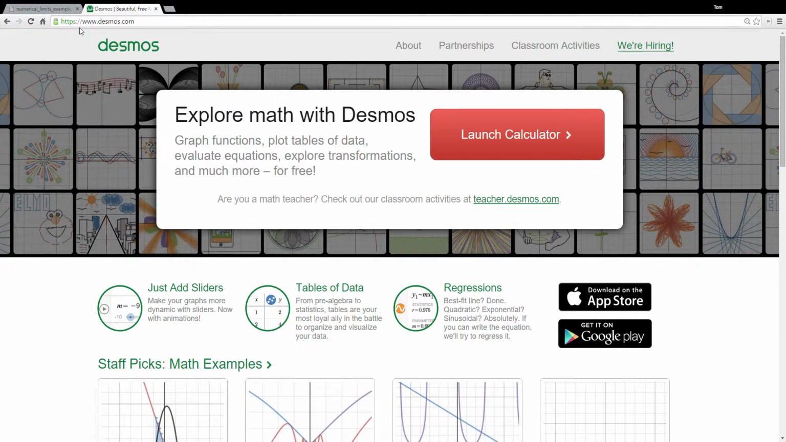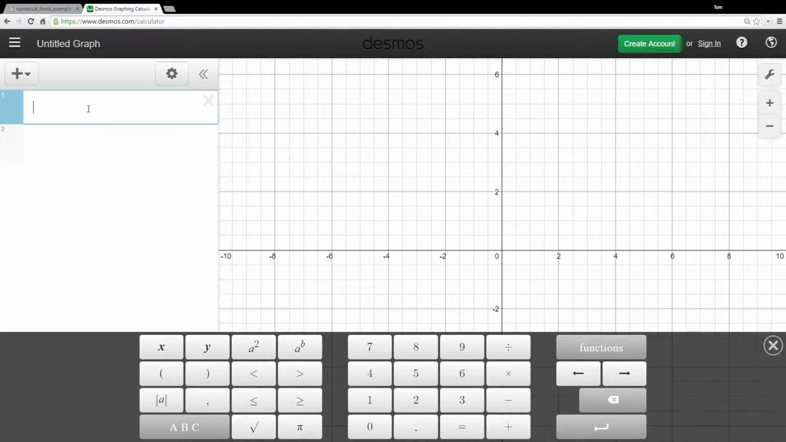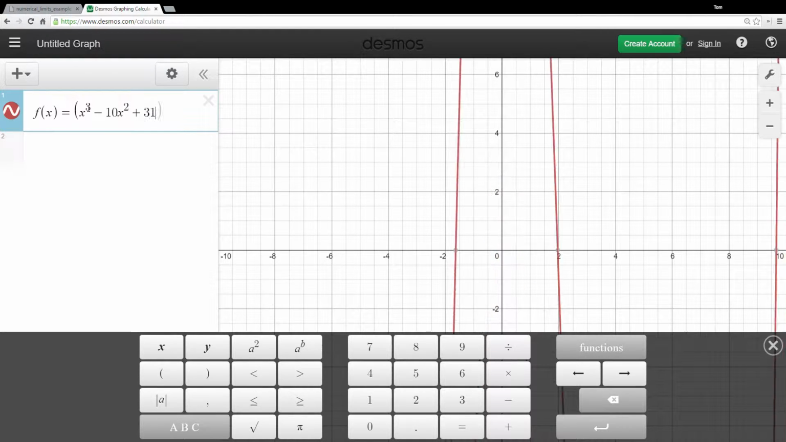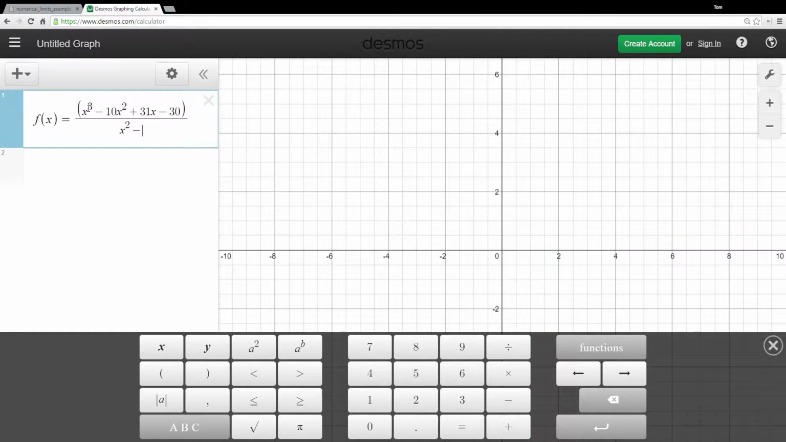Desmos.com, the URL is just www.desmos.com, and if you go to that site, click on Launch Calculator, and in Desmos you'll be able to type in the function x cubed minus 10x squared plus 31x minus 30 divided by x squared minus 4.